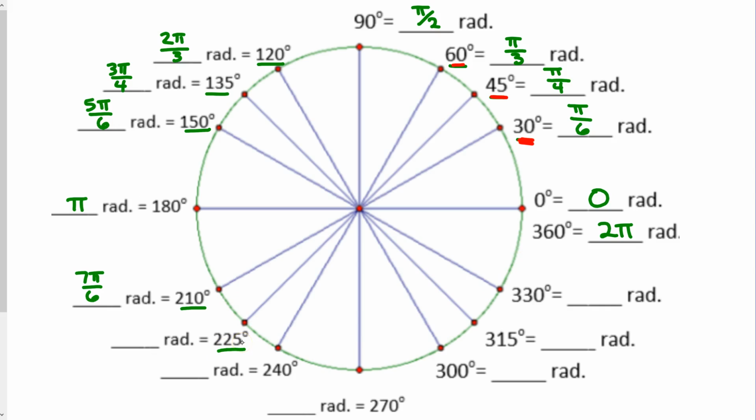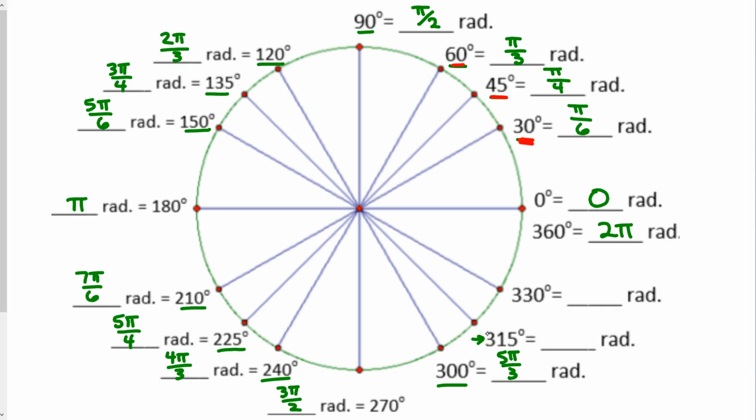Okay, 225 degrees is equivalent to 5 times 45 degrees. So that would be 5 pi over 4. 240 degrees is equivalent to 4 times 60 degrees. So that would be 4 times pi over 3, 4 pi over 3. 270 degrees is 3 times 90, so that would be 3 times pi over 2, which would just be 3 pi over 2. 300 degrees is 5 times 60 degrees, so that would be 5 times pi over 3, so 5 pi over 3.